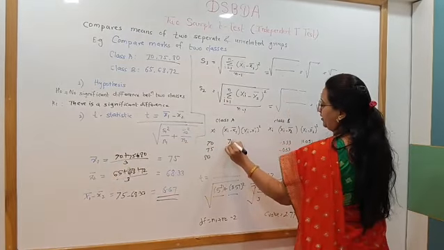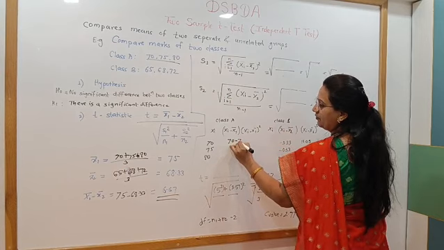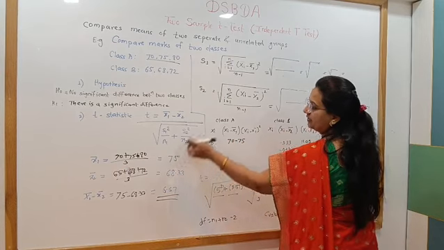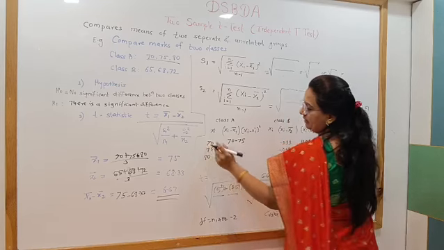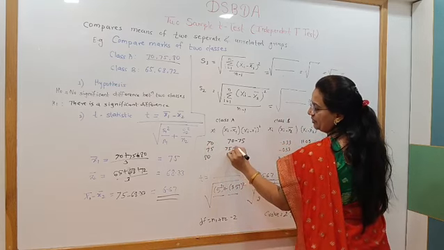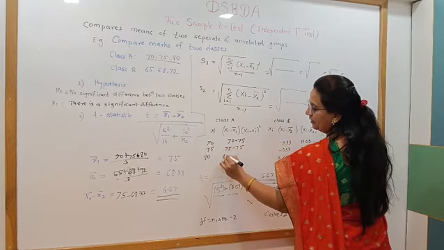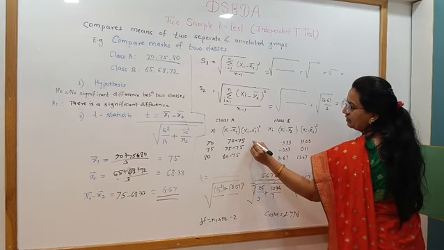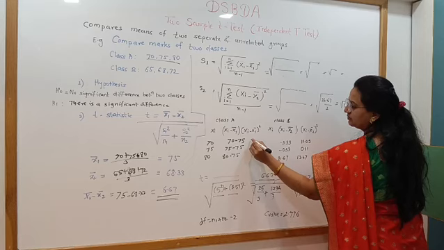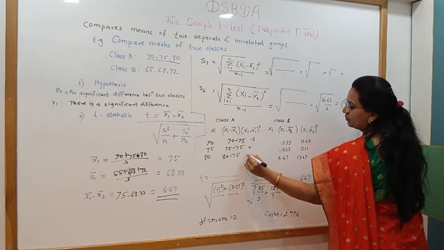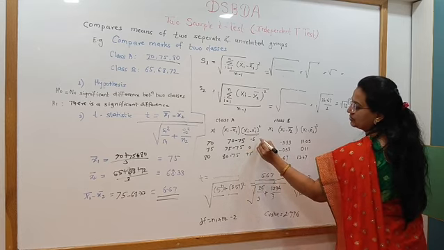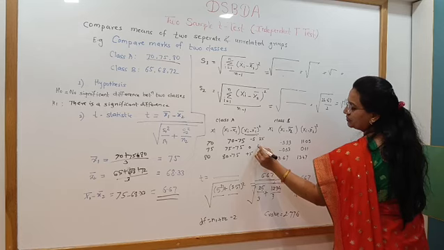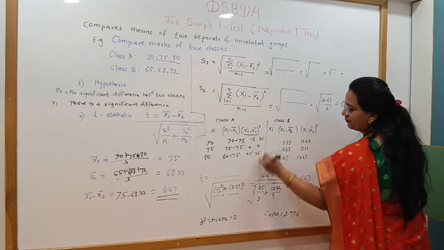So it is 70 minus 75. This is x1 bar and this is xi. Again 75 minus 75 and 80 minus 75. So we got minus 5, 0 and plus 5. We perform their square. So it is 25, 0, 25.